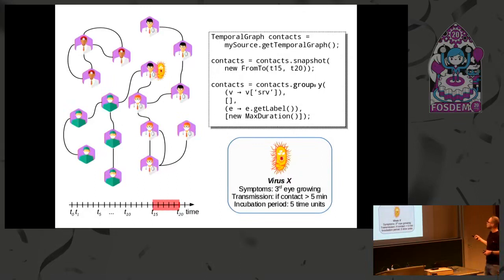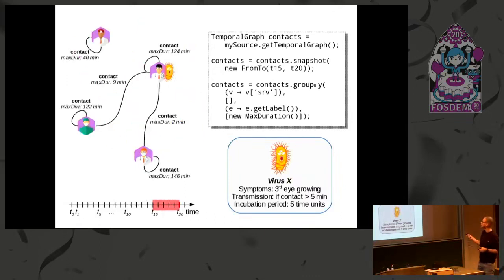The third argument is where we want to group the edges. We want to group the edges by label because we have only connected edges here. And we want to aggregate all grouped edges to calculate the maximum duration of that contact, because in our scenario, the transmission only happens if the contact is longer than 5 minutes. We want to know what the maximum duration of a contact is.